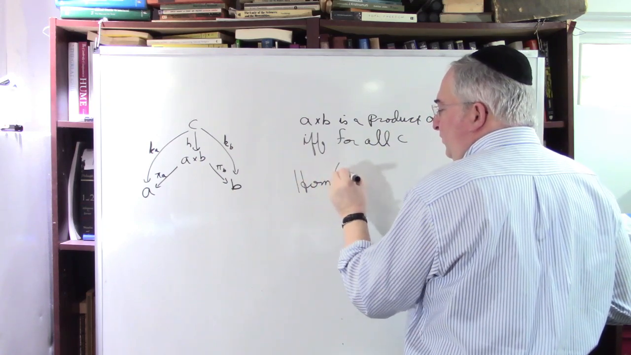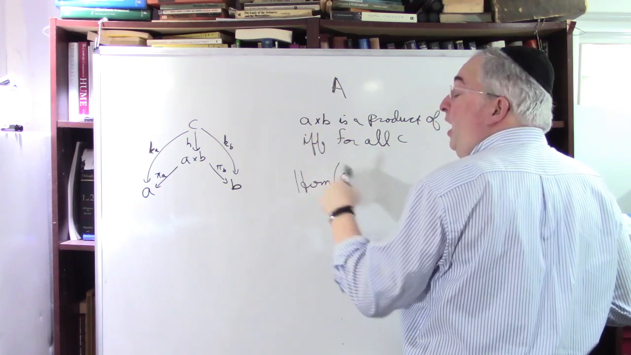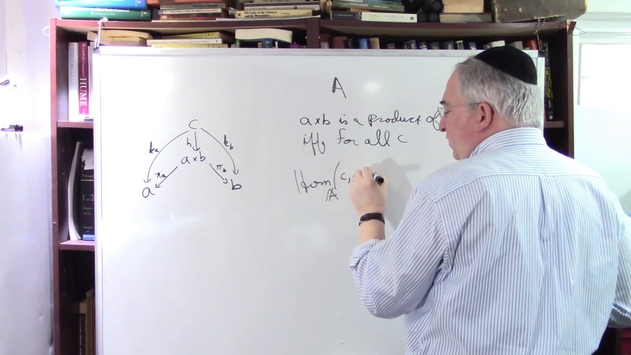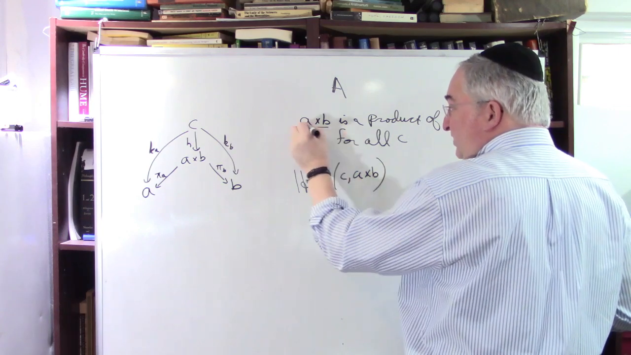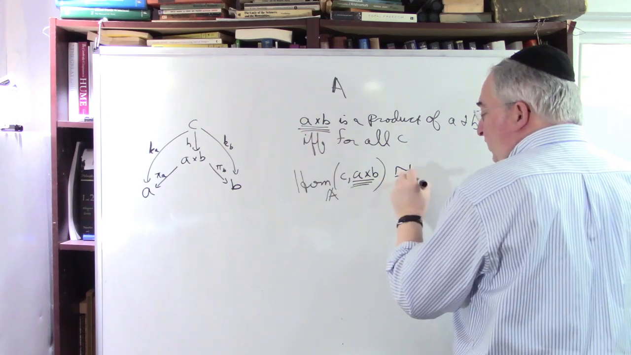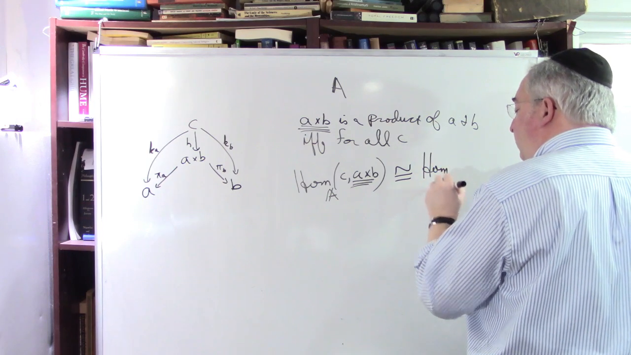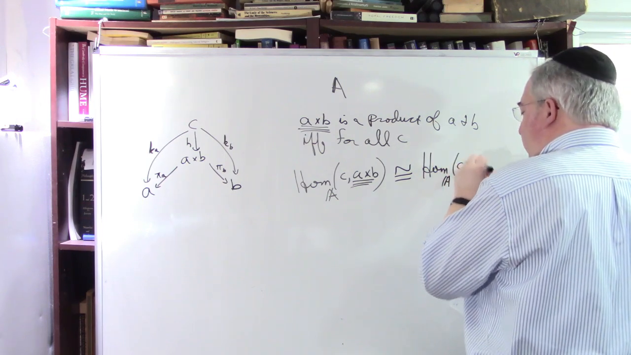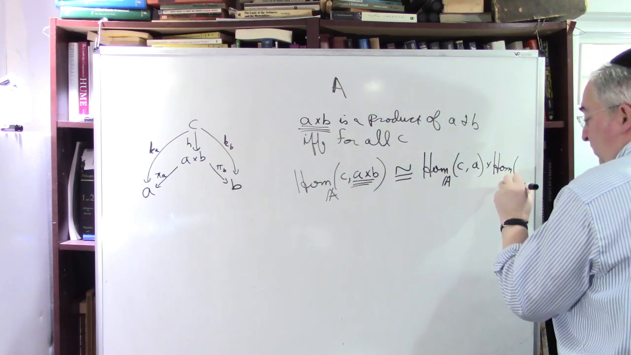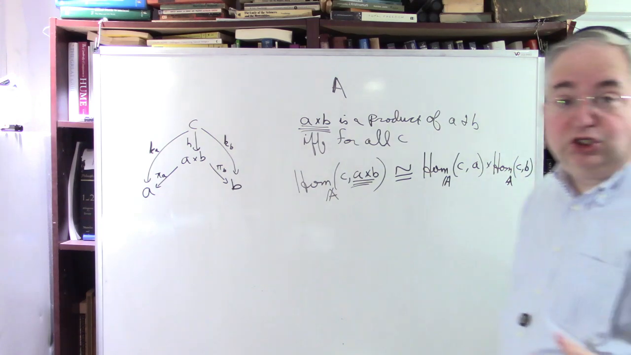Hom of C, this is within the category A, so this Hom set is within the category A. Hom of C, A cross B, whatever that is, an object, is isomorphic, we have to use the word natural also, to Hom of C comma A, cross Hom of C comma B, in the category of A. Okay, so we take that as a definition also.